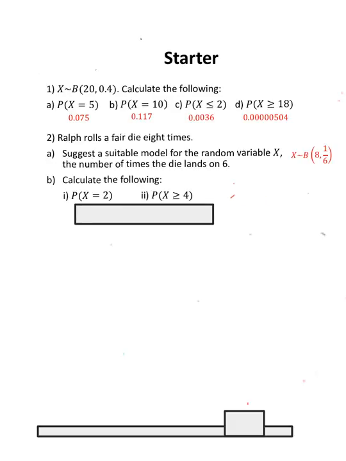Now, using this model, we want to calculate the following. So the first one, we want to calculate the probability that x equals 2. So we're going to have a binomial PD. So go through the usual process. We're going to have menu 7, variable, our x is going to be 2, our n in this case is going to be 8, and our probability of success will be 1/6. So we have p equals 1/6.